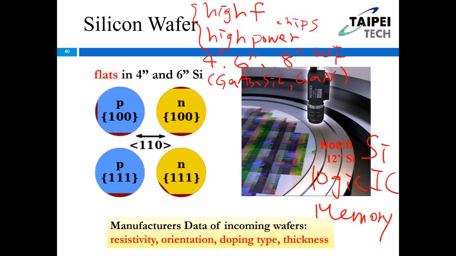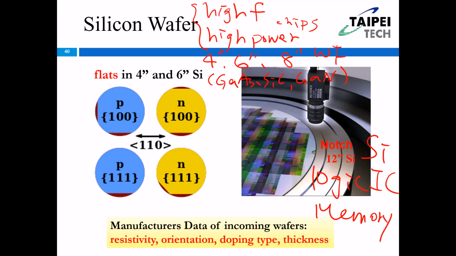Flat means the red area we will remove, we call it flat. For the 12-inch silicon wafer, we don't use the flat. Instead, we use the notch. You see how we have the notch. Notch is here. 一个凹槽, we have the notch.